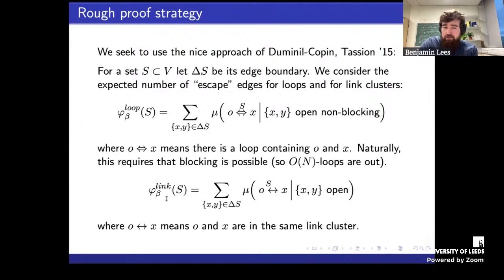Okay, and we have a corresponding thing for links. So again, we look at the edges escaping S, and we look at this event: just looking at the link cluster, so edges carrying at least one link, that 0 and x are in the same cluster and connected inside S, given that the edge xy is open, so carries at least one link, but otherwise we don't specify.